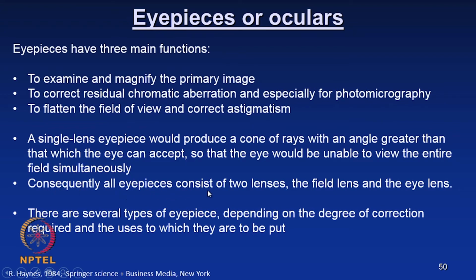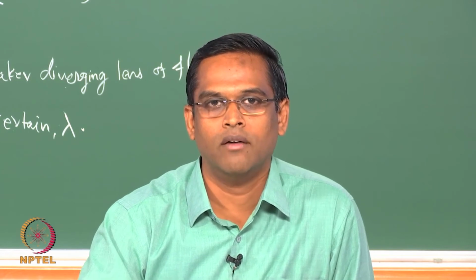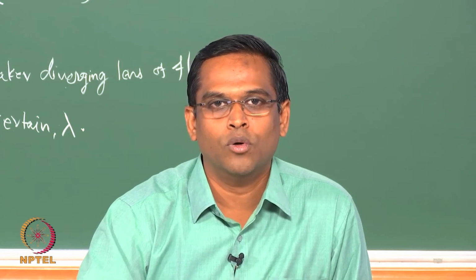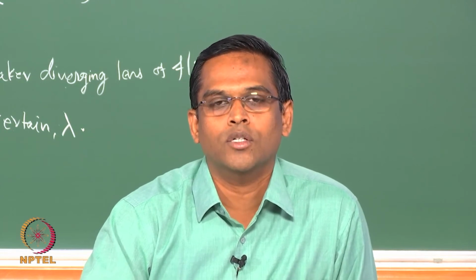Consequently, all eyepieces consist of two lenses, the field lens and the eye lens. There are several types of eyepiece depending upon the degree of correction required and the uses to which they are to be put. Similar to objective lenses, eyepieces also have different types based upon the degree of correction. Depending upon the kind of sophistication one requires to build a microscope, the combination of an objective and an eyepiece or ocular is selected.